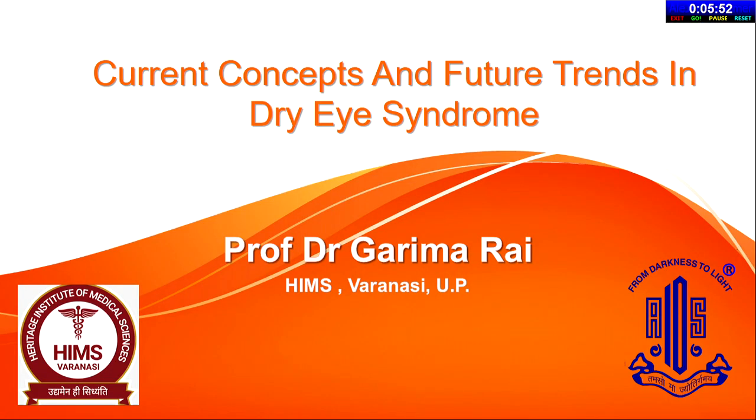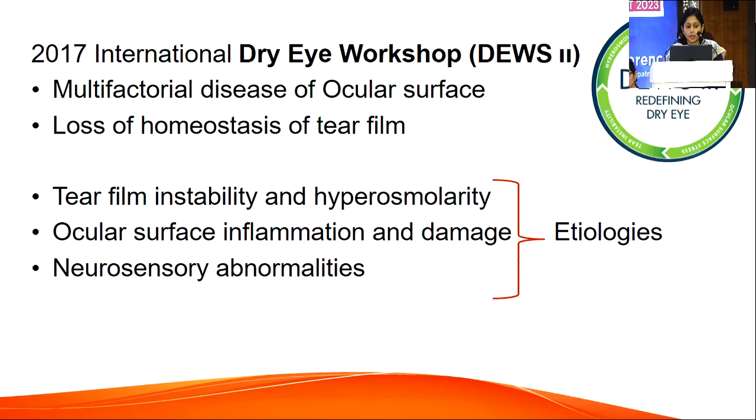So my topic today is current concepts and future trends in dry eye syndrome. As per the 2017 International Dry Eye Workshop, DEWS II report, dry eye is now defined as a multifactorial disease of the ocular surface, characterized by loss of homeostasis of the tear film. It is accompanied by characteristic symptoms, where tear film instability, hyperosmolarity, ocular surface inflammation and damage, and neurosensory abnormalities play major etiological roles.